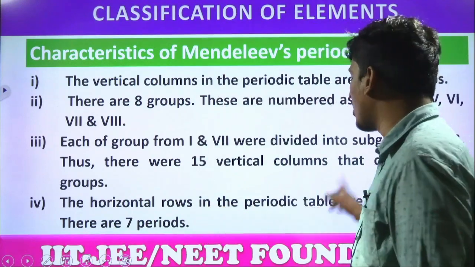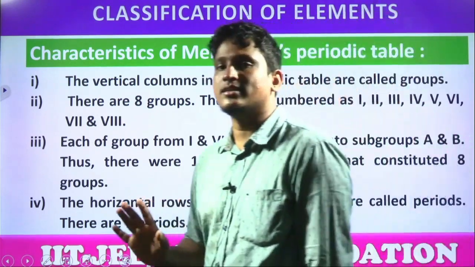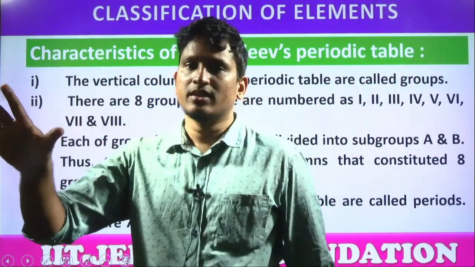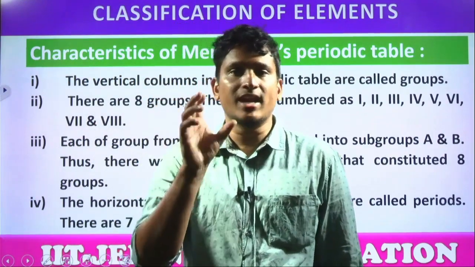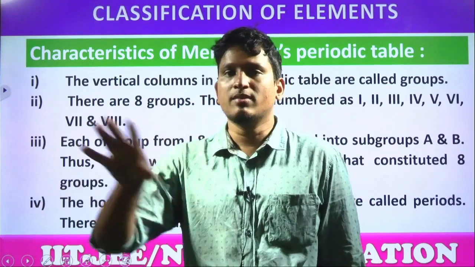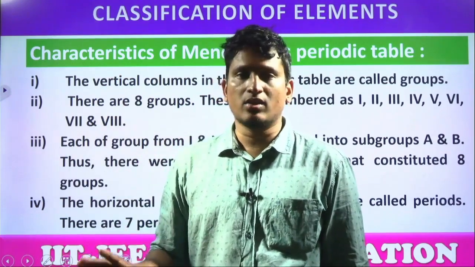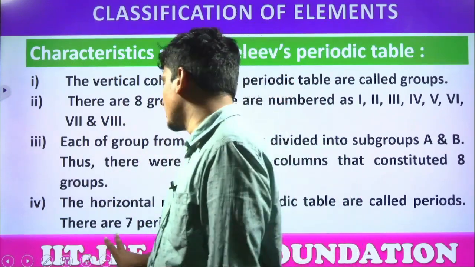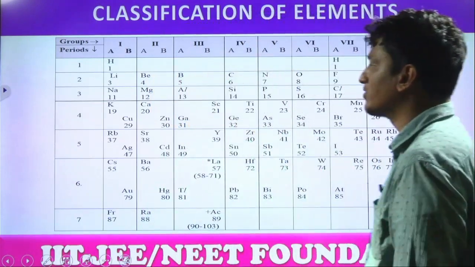And there are 7 horizontal rows, they are called periods. Total how many groups? 8 groups. Each group is again subdivided into A and B. The 8th group is not subdivided. Why? I will explain. 7 groups only, 14 plus the 8th, 1. 17 vertical columns, groups, and 7 horizontal rows. This is how the periodic table looks.